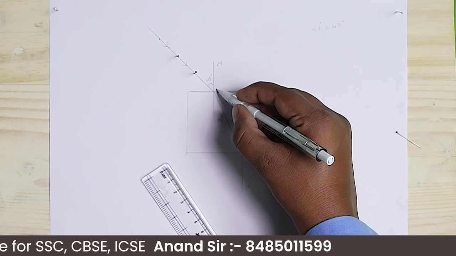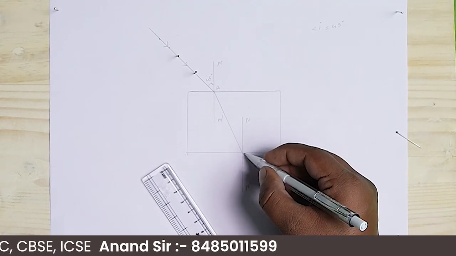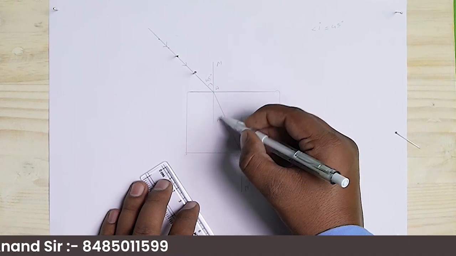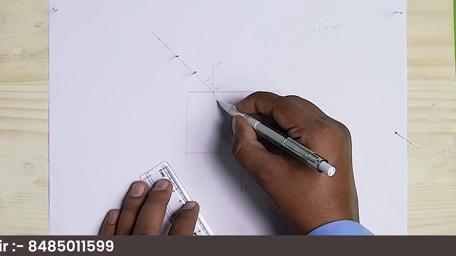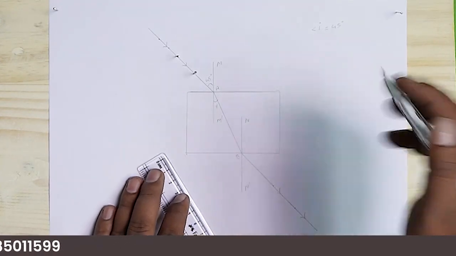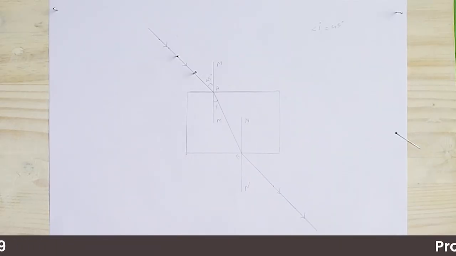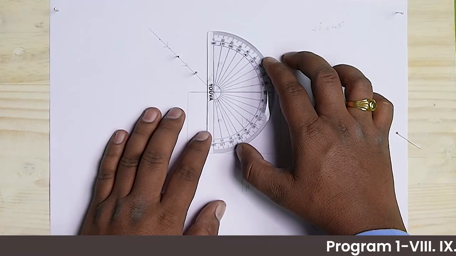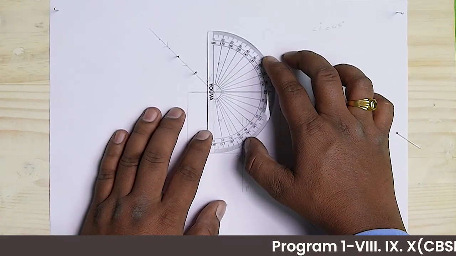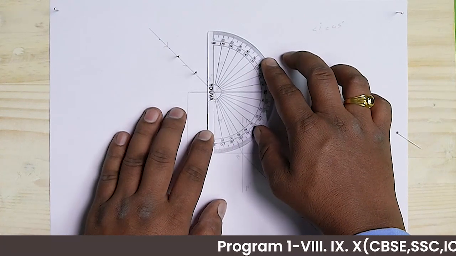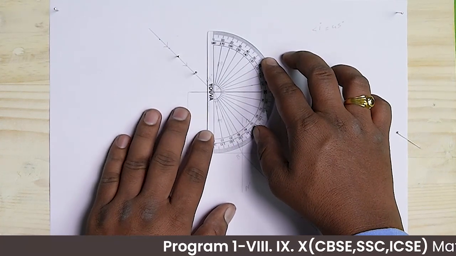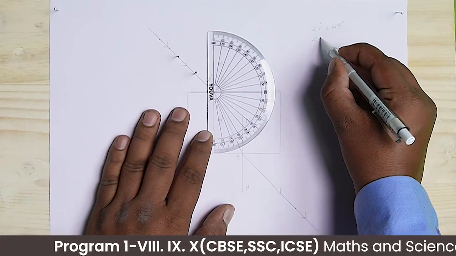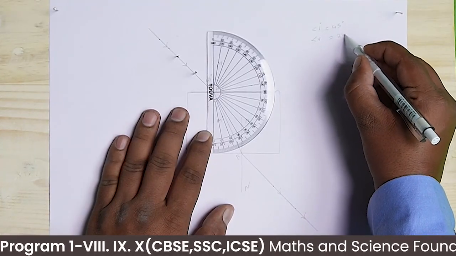Label the point of incidence as A, point of emergence as B. The angle M dash A B is the angle of refraction. Measure the angle of refraction. The angle of refraction is 24 degrees.